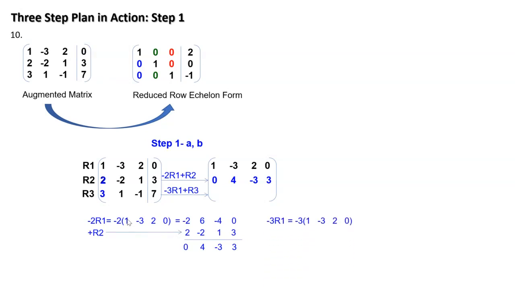Now let's do the second part. -3 row 1 will give us -3, 9, -6, and 0. Plus row 3, we just bring it over. It's going to be 3, 1, -1, 7. After we do the operation, it's going to give us 0, 10, -7, 7. That's my new equation 3. Okay. Now on the next slide, I'm going to do step number 2.